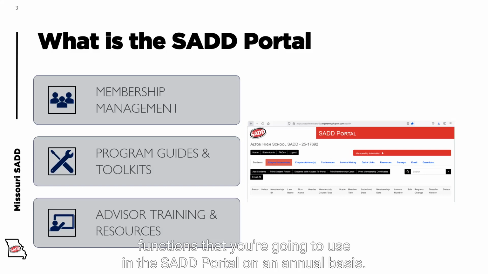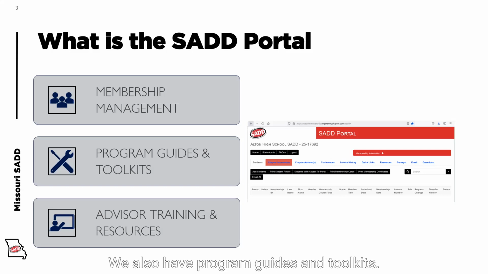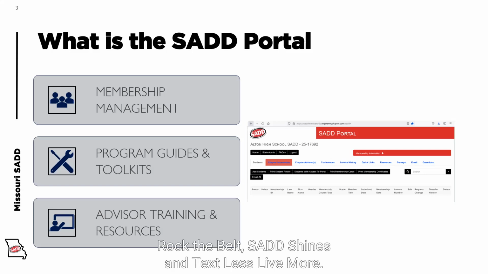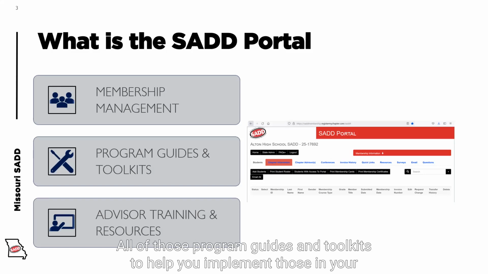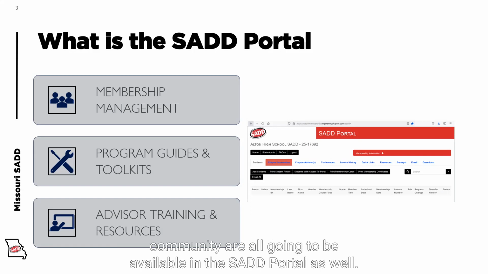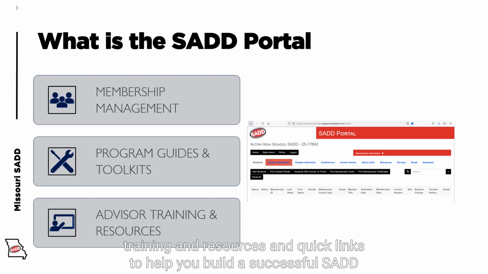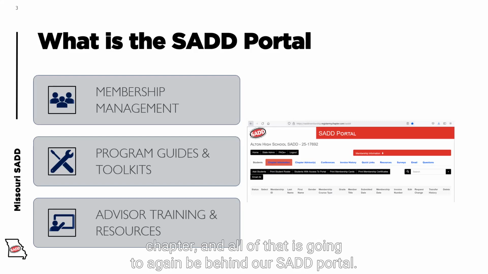We also have program guides and toolkits. SADD has several signature programs, including Is It Worth the Risk?, Rock the Belt, SADD Shines, and Text Less, Live More. All of those program guides and toolkits to help you implement those in your community are all going to be available in the SADD portal as well. Finally, the portal includes advisor training and resources and quick links to help you build a successful SADD chapter. And all of that is going to, again, be behind our SADD portal.